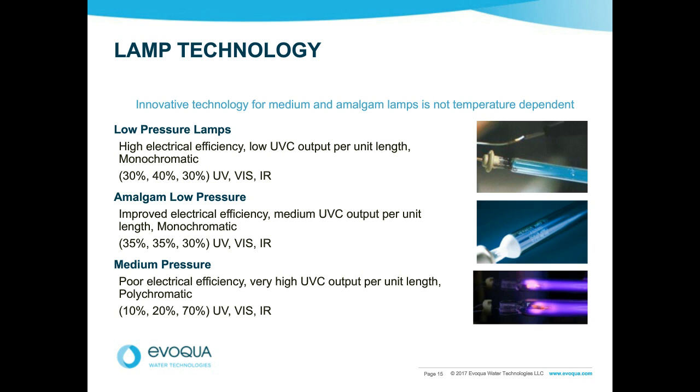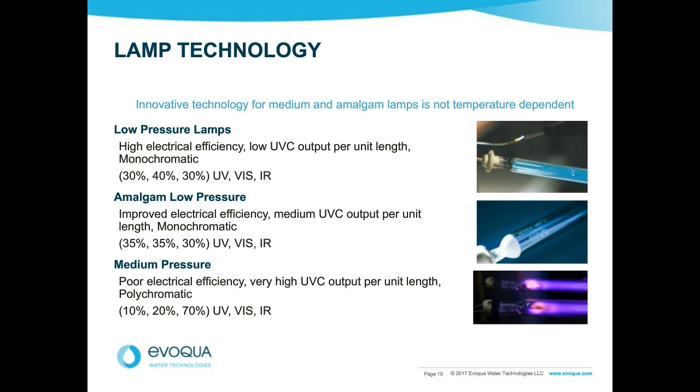And what goes into a lamp must come out. So in terms of the total output, we see about 30% coming off as useful UV, about 40% is visible light, and probably 30% is infrared. So the total is always 100%.